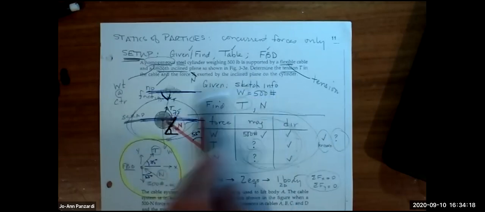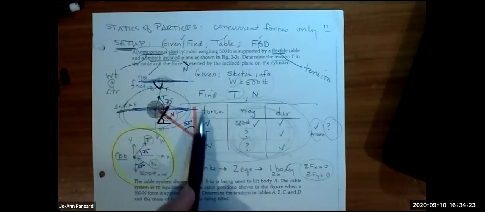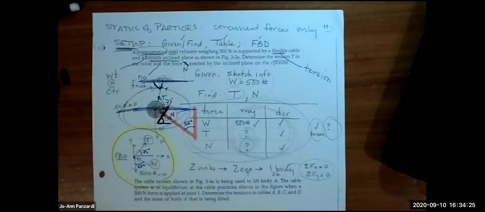So this was the given and find information, and then we made our table. The table is 3 columns: the force, the magnitude, and the direction, because each one of these forces is a vector. It has 2 different pieces of information, the magnitude and the direction. So one may be known and one unknown.